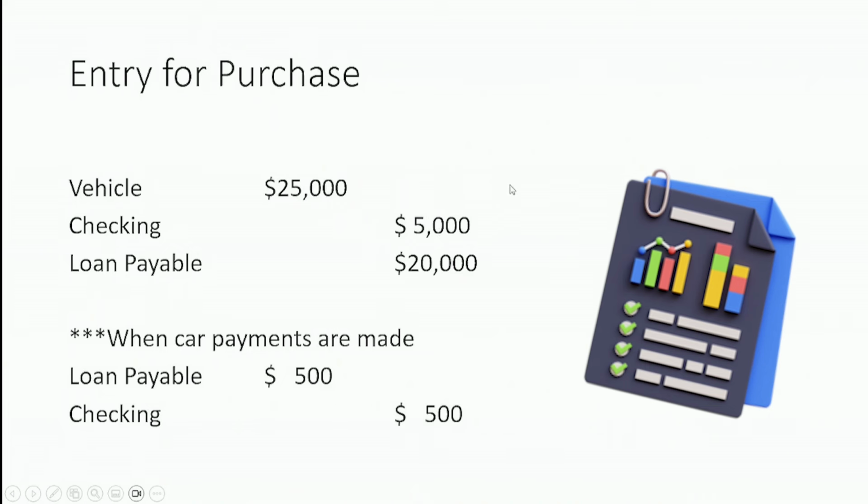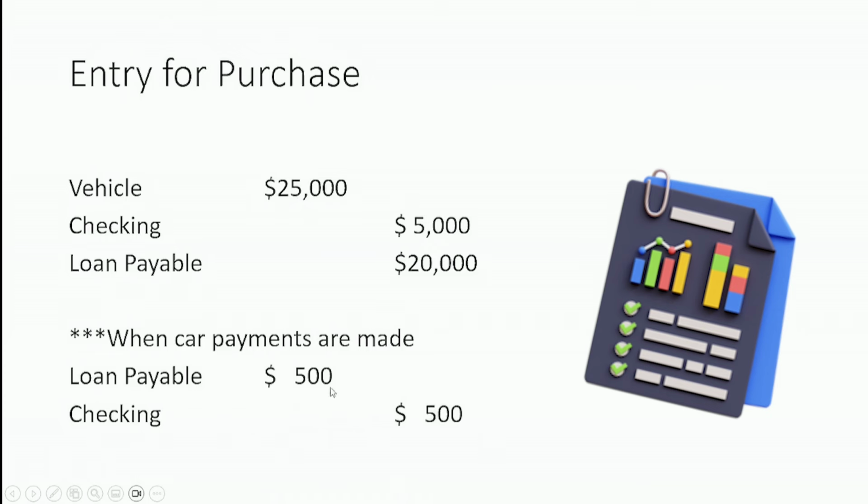Now another common area that I see people do is when they do purchase a car, this original journal entry isn't done correctly, and they just kind of put their car payments into vehicle expense account. That's not how you would do it. Now, you initially set up your loan payable here for $20,000. So when your car payment is made, your journal entry would look like this. We're going to decrease our loan payable, our liability, for $500, and also decrease our checking account for $500.